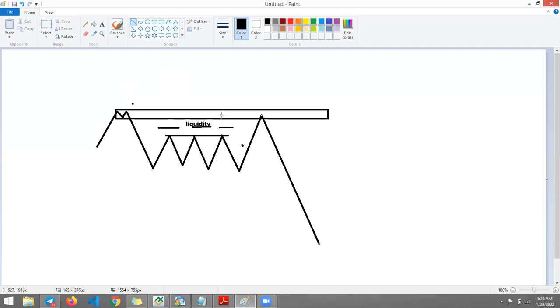It's a very powerful concept. It doesn't happen so often, but if you're able to identify it, then you'll be able to make better decisions.